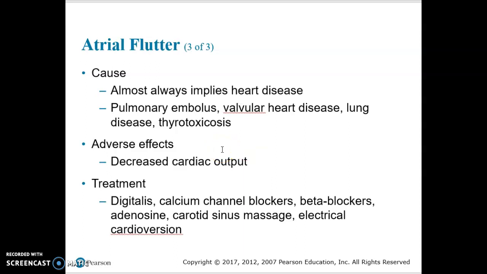So it really depends on what's happening and what our rate is. Decreased cardiac output, we're going to see at higher rates because the heart's not going to be putting out enough. The treatment here is going to be digitalis, calcium channel blockers, beta blockers, carotid sinus massage, and electrical cardioversion. Carotid sinus massage is rubbing that carotid artery in the neck to stimulate that vagus nerve. So that's what we're talking about with that.